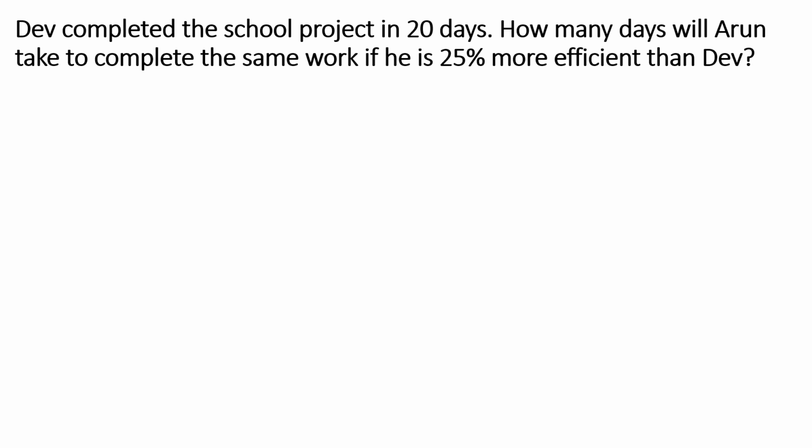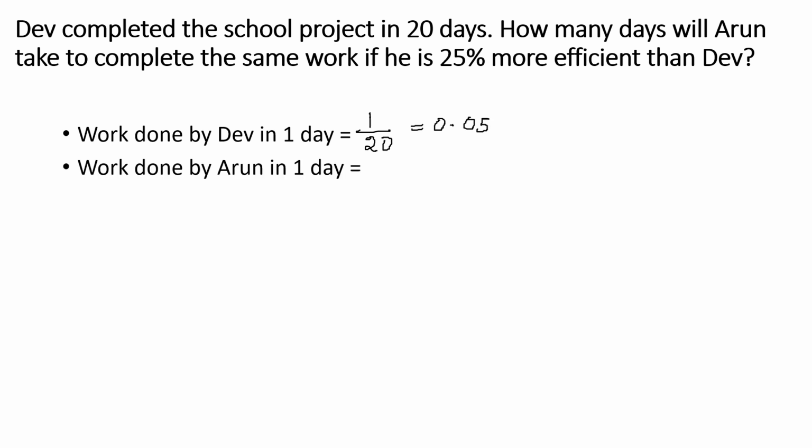Next problem. They've completed the school project in 20 days. How many days will Arun take to complete the same work if he is 25% more efficient than they? Okay. So work done by Dev in 1 day will be 1 divided by 20, or 0.05. Work done by Arun, he is 25% more efficient.